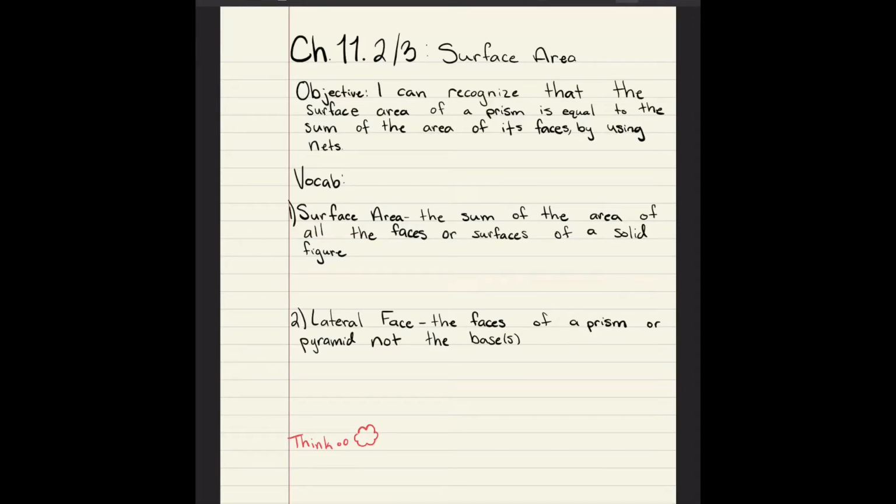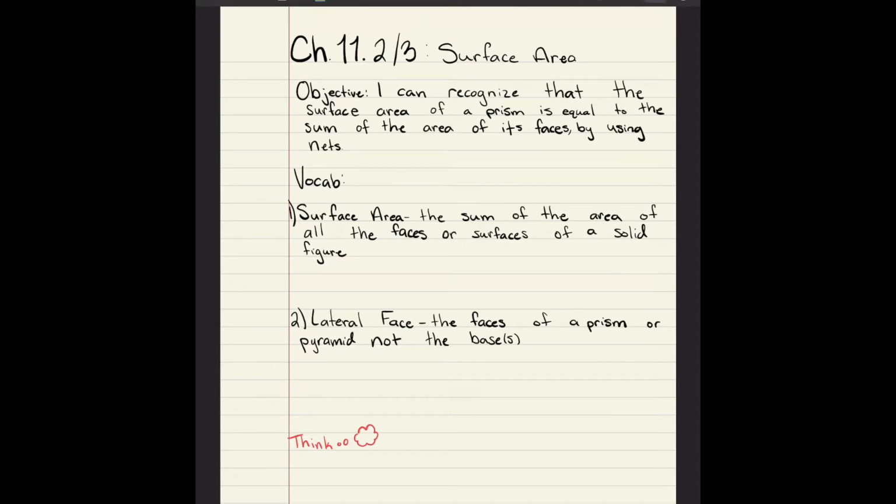This is surface area. So our objective is: I can recognize that the surface area of a prism is equal to the sum of the area of its faces by using nets. Sounds complicated, but it's actually very simple. There's just lots of steps. So let's look at our vocab before we can jump into what and how we're doing it.